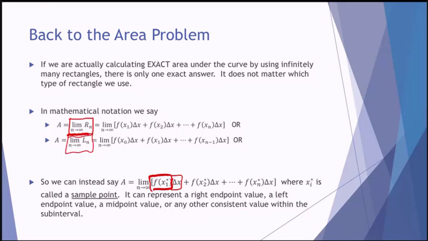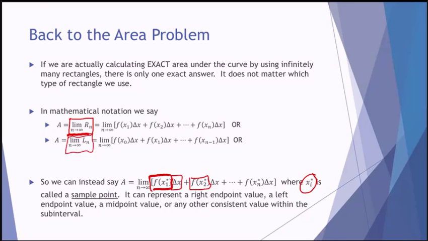It could be exactly equal to x sub 0, in which case it would be over on the left side. It could be exactly equal to x sub 1, in which case it's on the right side. But it can be anything in between as well. For the next one, notice we'd have f of x sub 2 star. In general, we're going to call those x sub i stars.